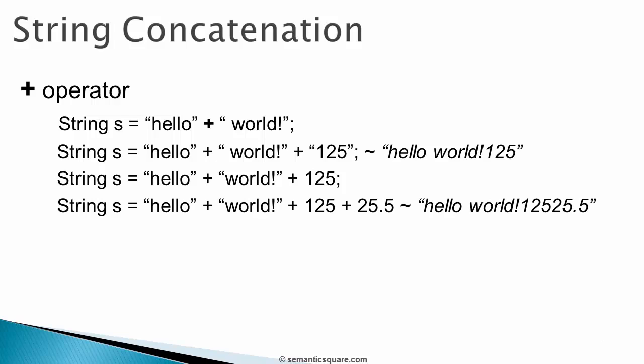Now if we want to also concatenate a double value, we can do this. Note that here the last two numeric values are not added, but they are simply concatenated. This is because there is no parenthesis, and there is only a single operator in the expression. So if you recall, in this case the expression is evaluated from left to right. So first the two strings hello and world will be concatenated, and then plus will be applied on the string hello world and the numeric 125. The resulting string will then be finally concatenated with the numeric 25.5.